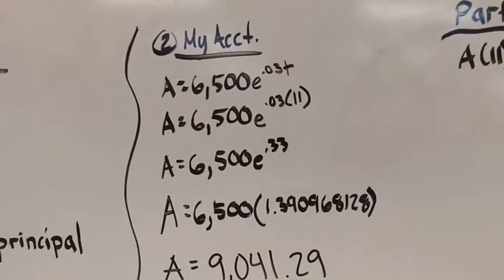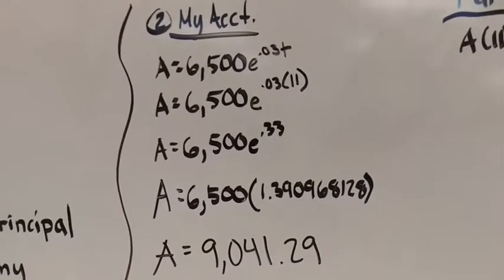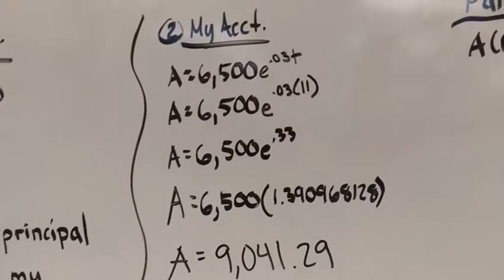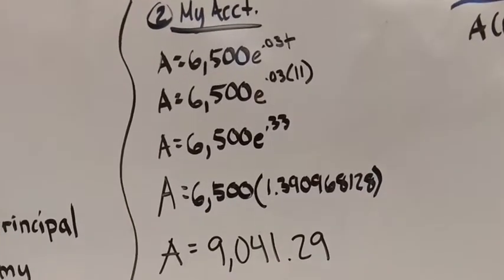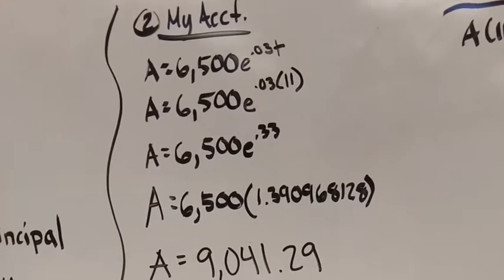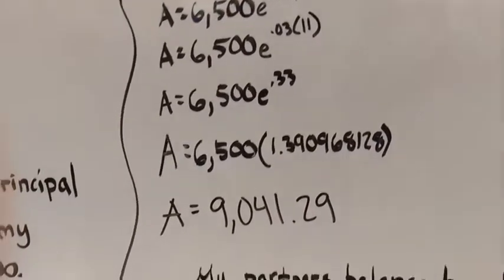Don't multiply all at once. You could get a completely different answer. So calculate E to the power of 0.33. You'll get 1.390968128. Now you can multiply it by 6,500. Your final answer should be 9,041.29.